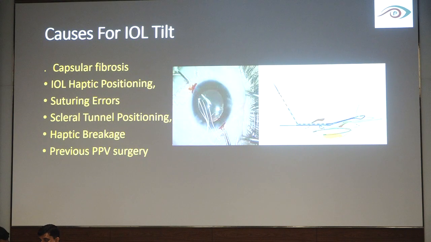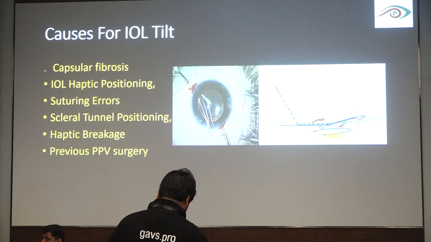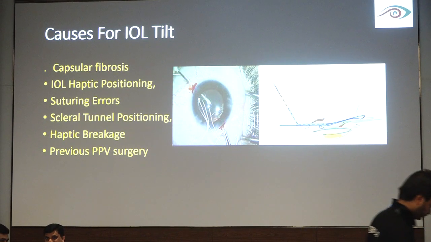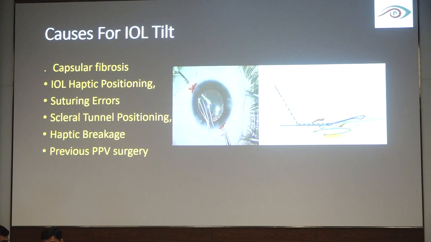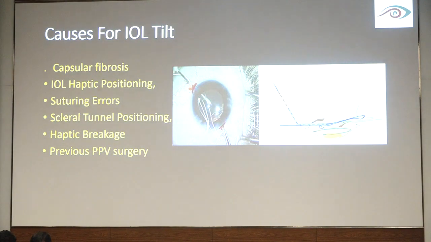So what is the cause for tilt? One, when you have capsular fibrosis, or your haptics are not positioned properly, or your scleral IOLs are not sutured correctly, or in previous PPV surgery patients. In all of these patients, basically when your IOL is not in position, any of these factors can cause your IOL to move from its place. That is what is going to cause a tilt.